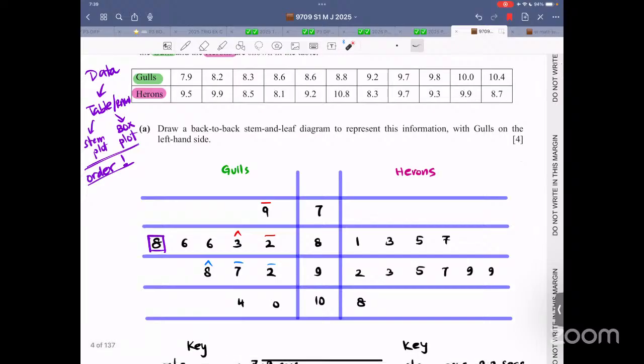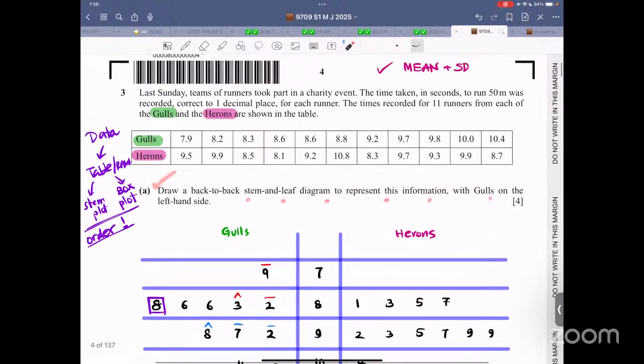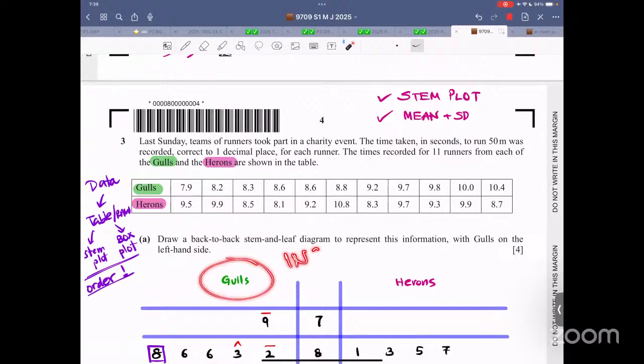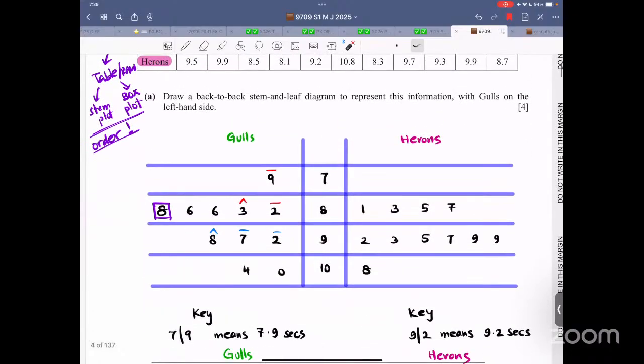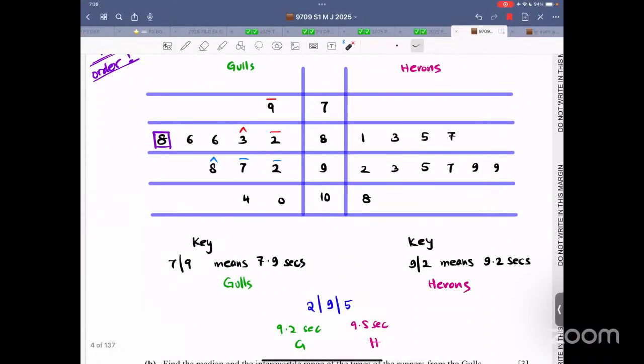That's the first thing. Now they are asking to draw a back-to-back stem and leaf diagram to represent this information with gulls on the left-hand side. So now you have to follow the instruction. You can never argue with the examiner. If they say write on the left, you should write on the left. Naturally, herons come on the right. Now, this is pretty basic stuff. I won't go into the detail.